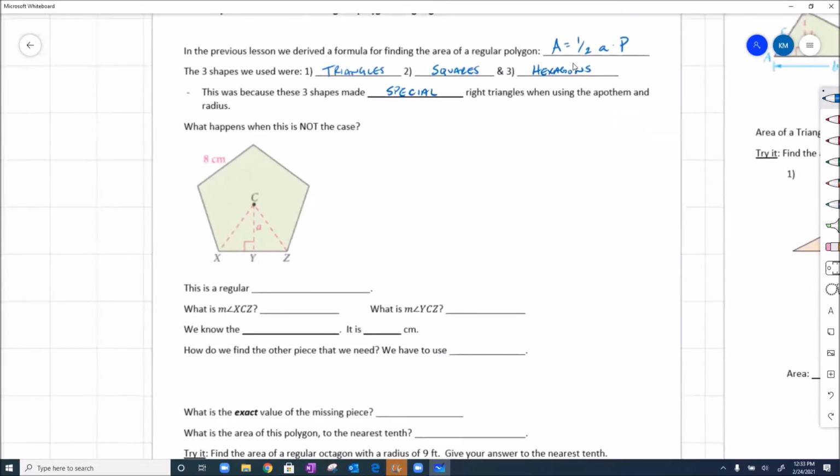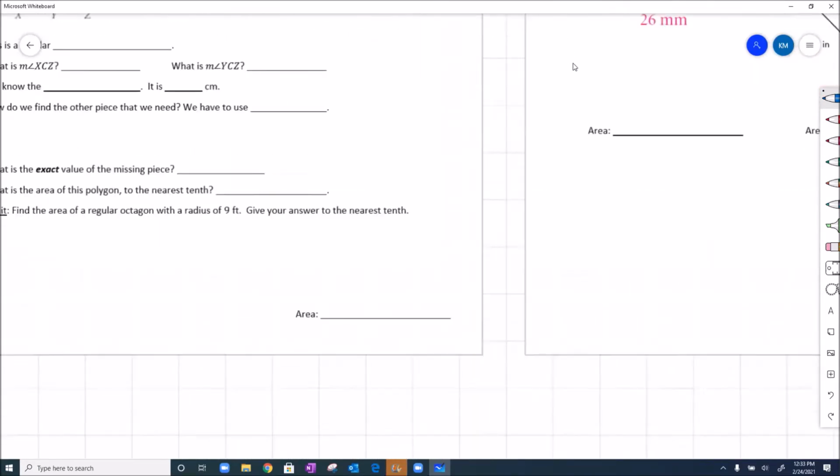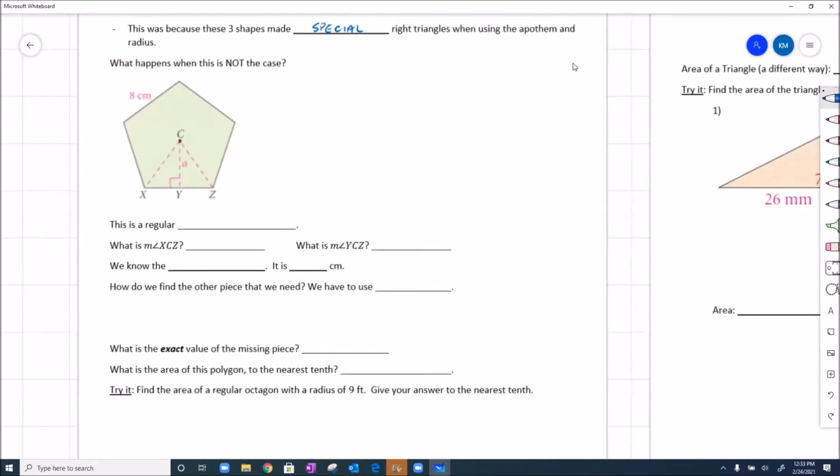Okay, what happens when a special right triangle is not made? Let's look. This is a regular pentagon. They ask us what the measure of angle XCZ is. Remember that we can find that central angle by taking 360 and dividing it by the number of sides. So 360 divided by 5 gives us 72. XCZ would be 72 degrees.